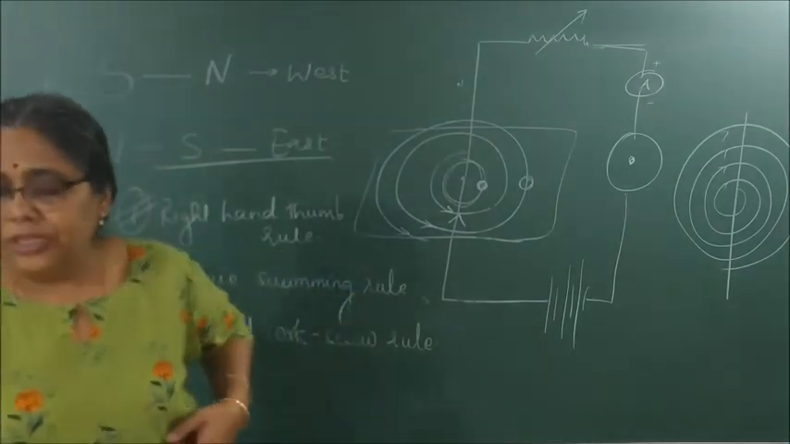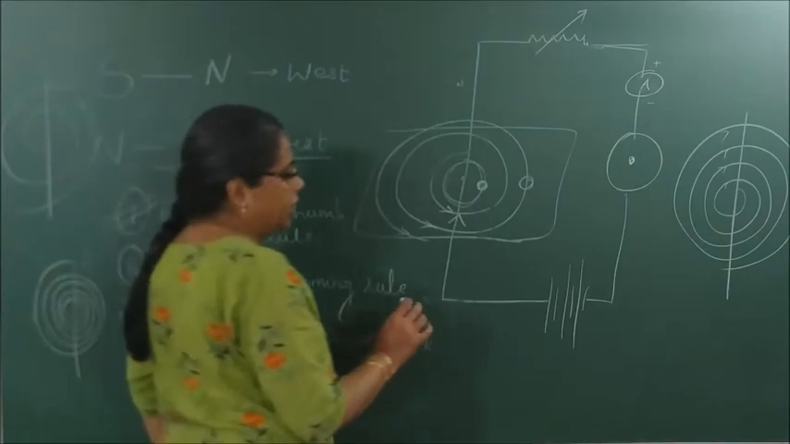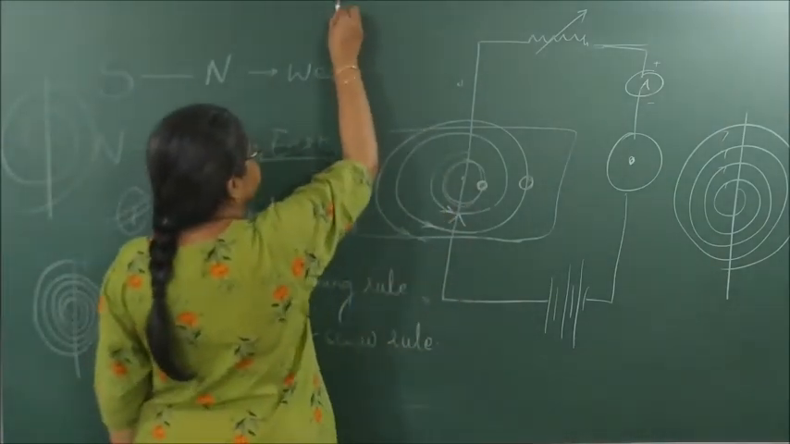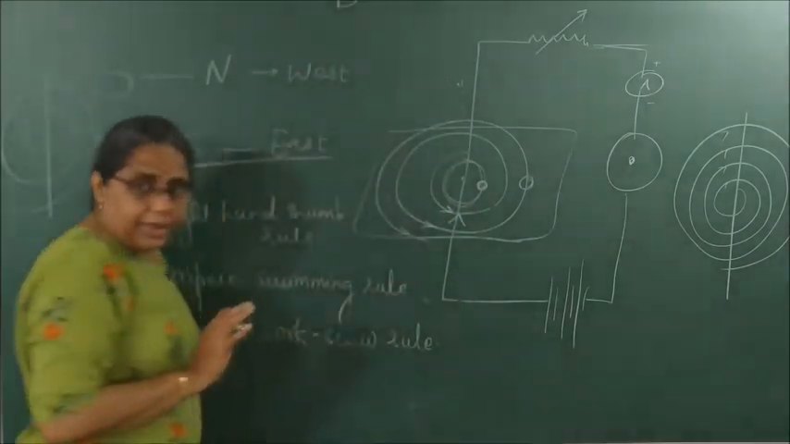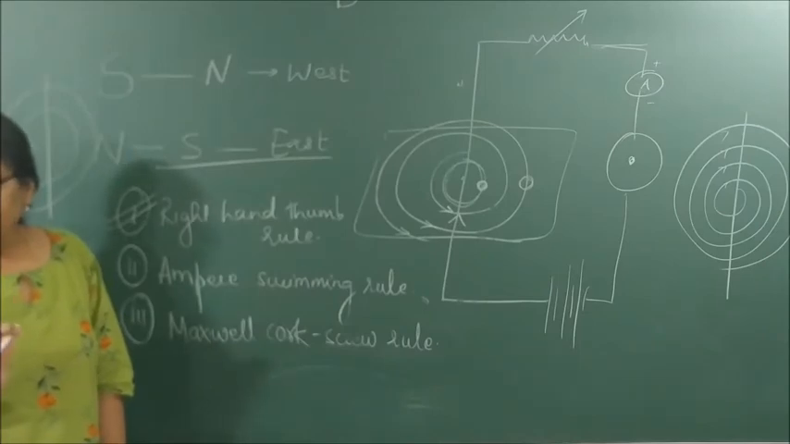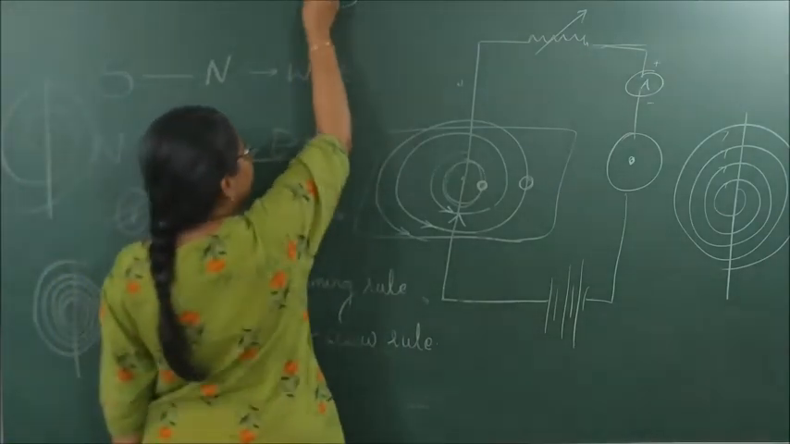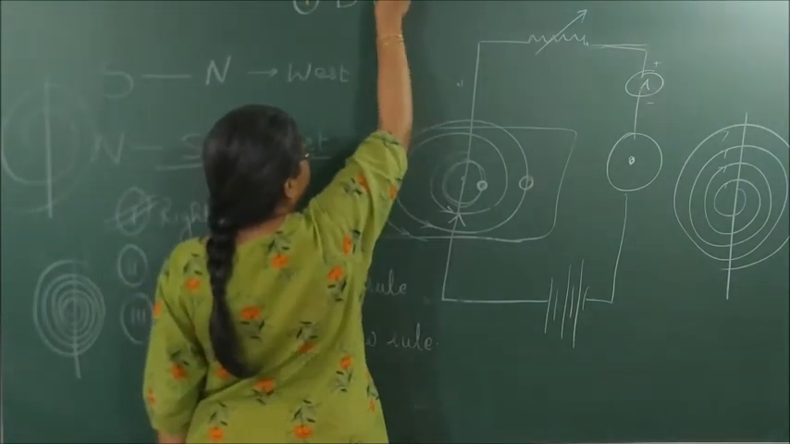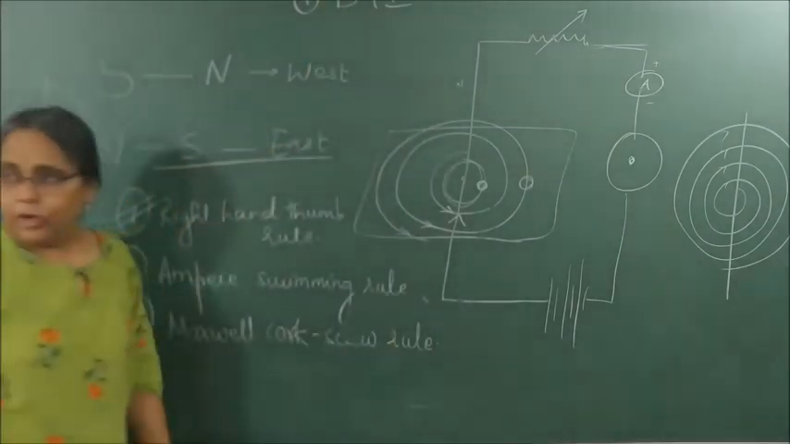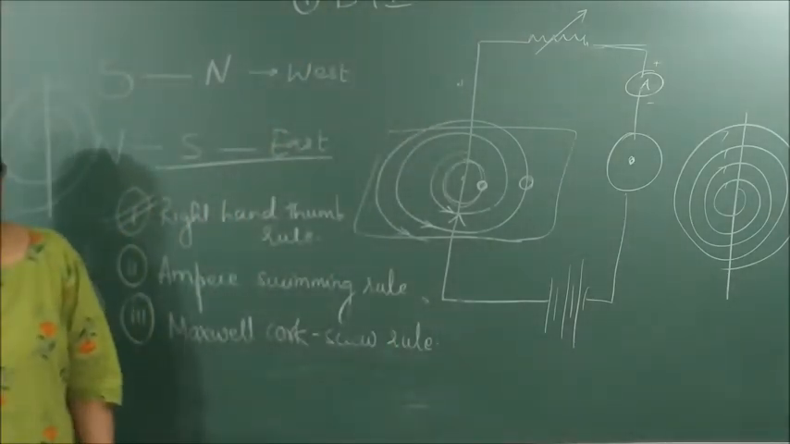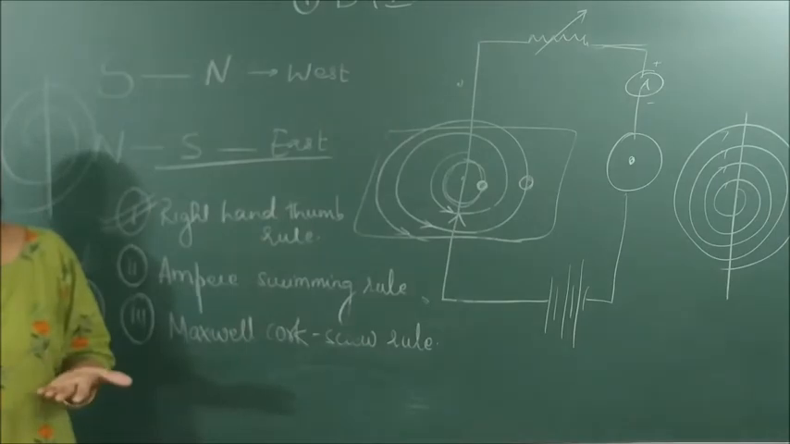Okay, so the first point. Magnetic field is generally denoted as B. B is proportional to I. What does it mean? As the current increases, magnetic field also increases.